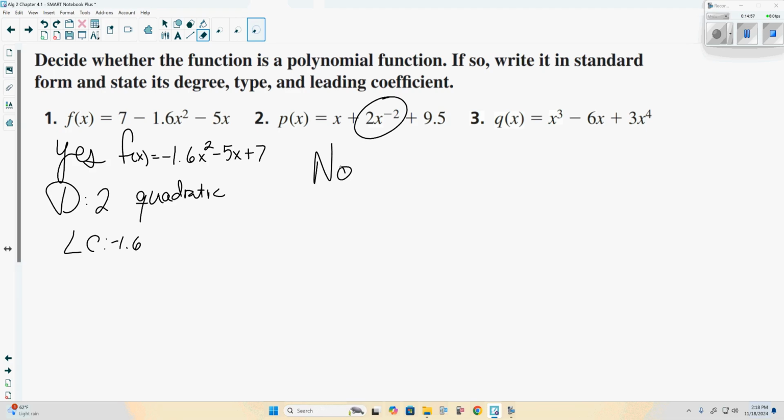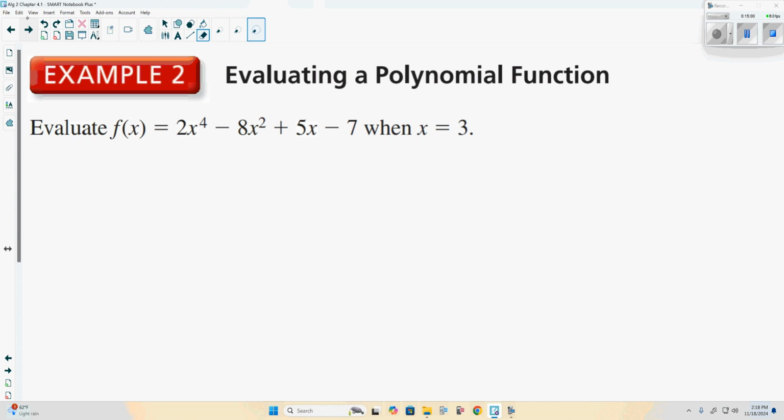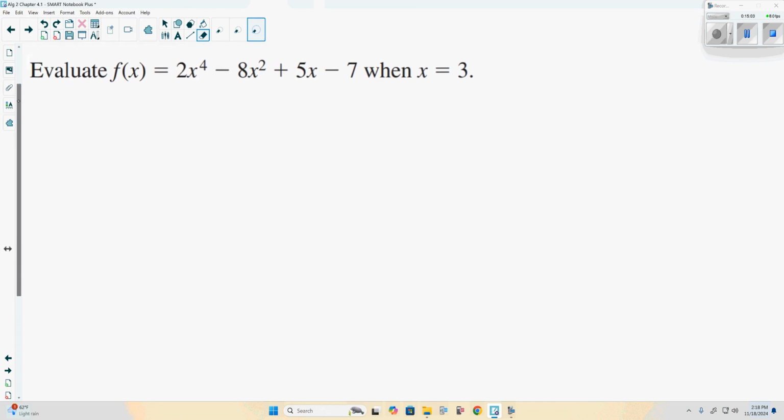All right, we're going to look at the next problem. You all ready? Evaluate f of x equals 2x to the fourth minus 8x squared plus 5x minus 7 when x is equal to 3. And again, when we evaluate for a number, all we're going to do is substitute. We're going to plug 3 in for every x on this here. We're just plugging 3 in. Now, there's two ways we can do this. One is we can do this by hand. The other way, we can type this entire thing into the calculator, and it'll tell us exactly what the answer is.